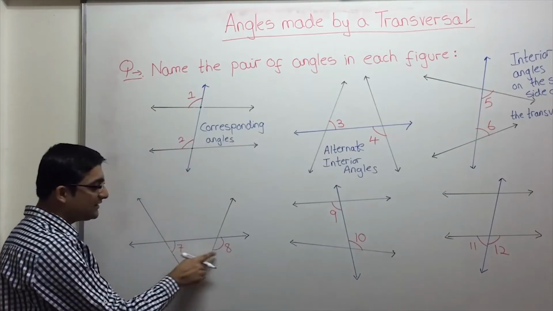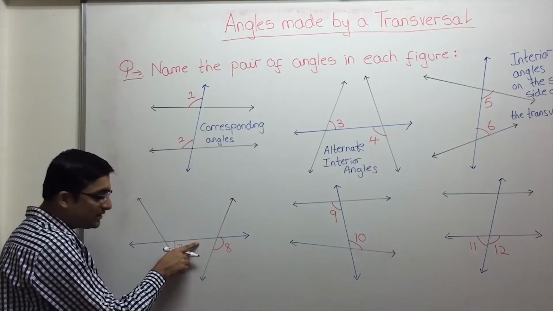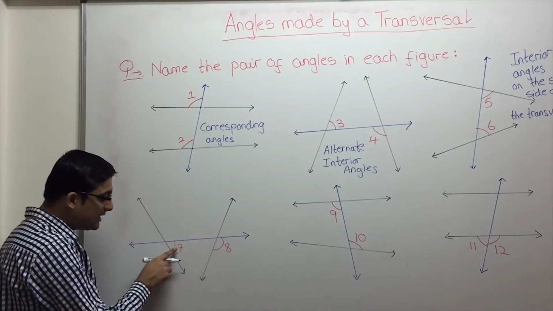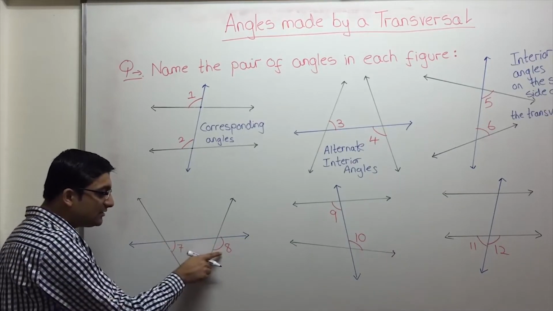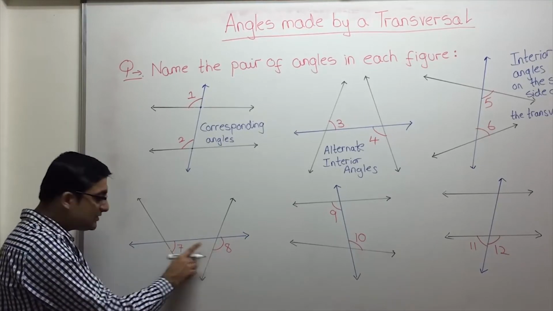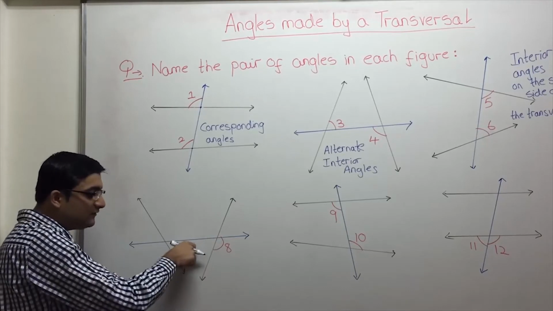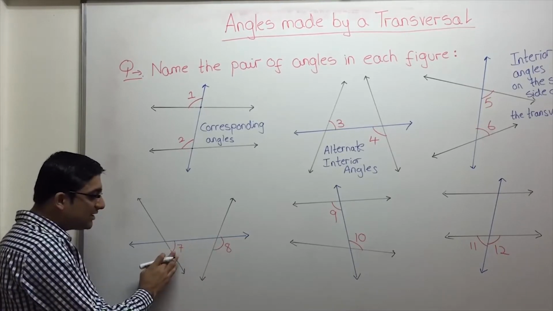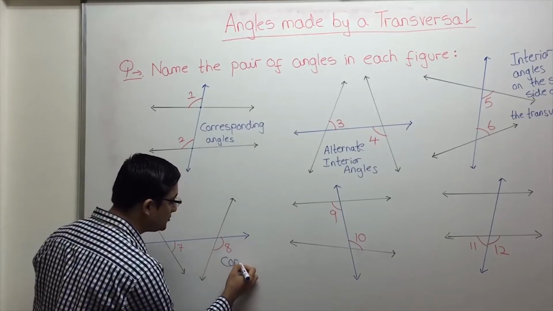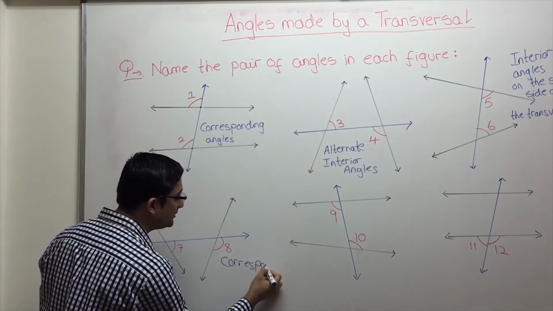Next, angle 7, angle 8. See, again I have two angles. Both of them are on the same side of the transversal. Different vertex. Angle 7 is on the right of this line. This is also on the right of this line. So two angles, same side of the transversal, different vertex, relatively same side. That is right side of the line, right side of the line. So they are corresponding angles.